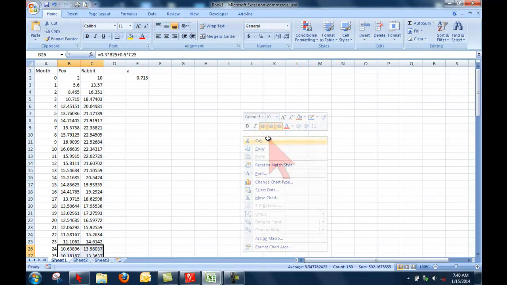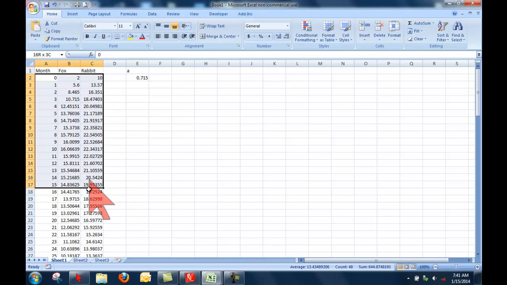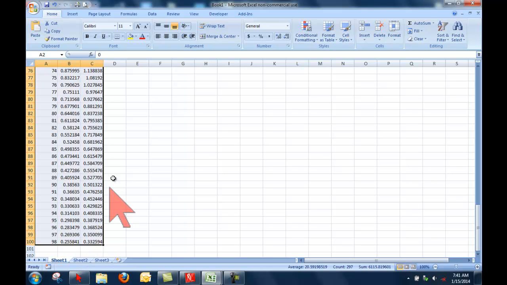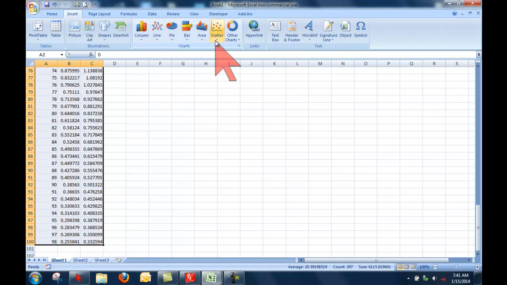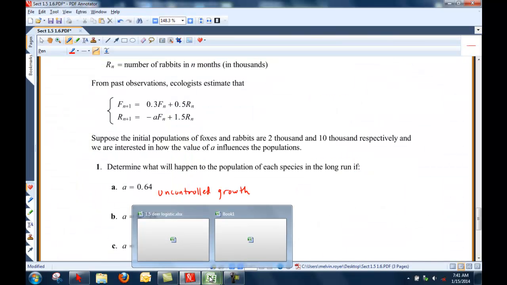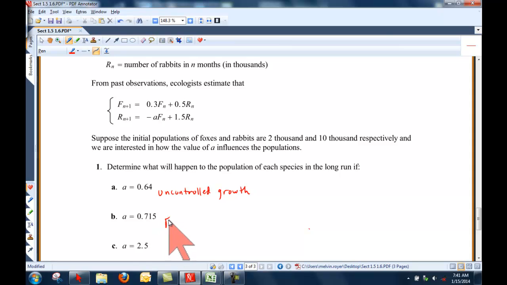Let's get rid of this graph and generate another one with more data. Scatter plot. Okay, this is pretty convincing that there's this initial spike in both populations, then I'm going to see population decline and both will go extinct. Extinction after a brief population spike.